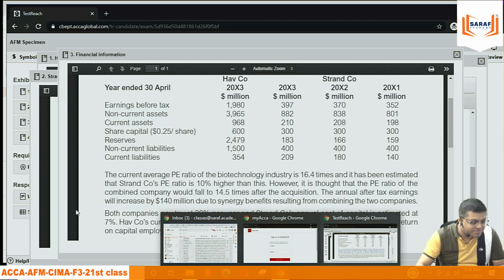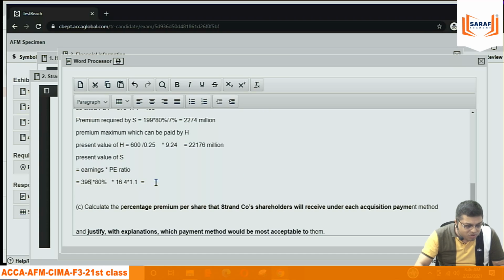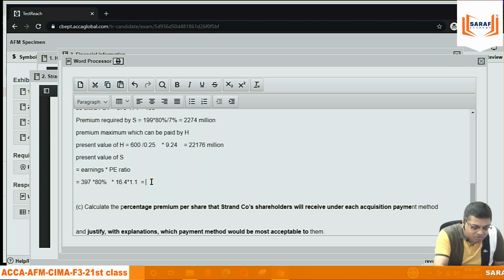ठीक है, चलेगा यार. I am taking average earnings, you are taking current earnings. But उसमें लिखा भी है कि currently अभी हम लोगों का PE ratio 10% ज्यादा है. यही सही है. If I do average earnings, marks कटेगा. Because they have said that currently their PE ratio is 10% higher. So currently जो भी उनका earnings है उसी से निकालना होगा. Yes. It is 397. Okay. So what is the value? 5716.8.